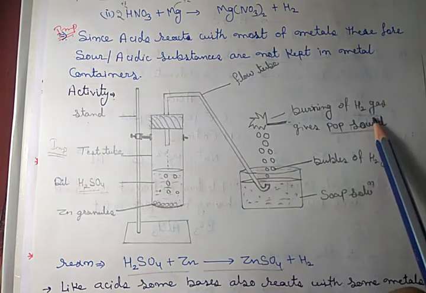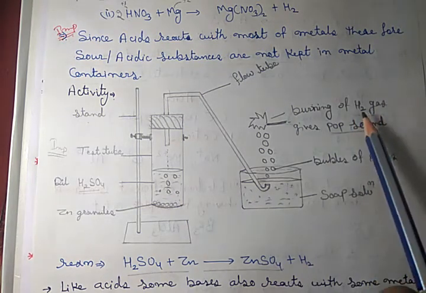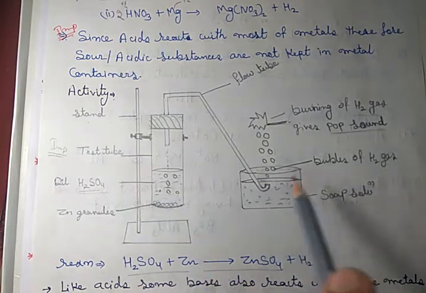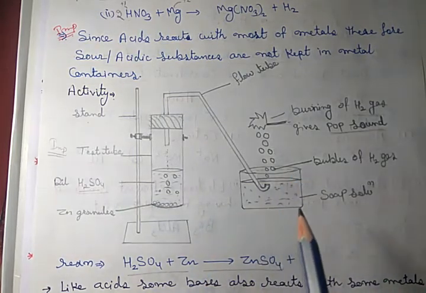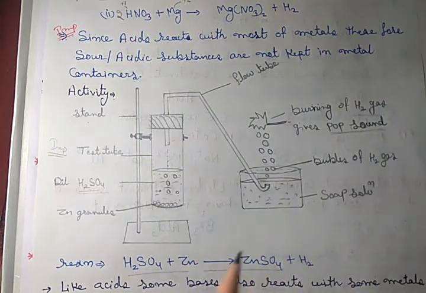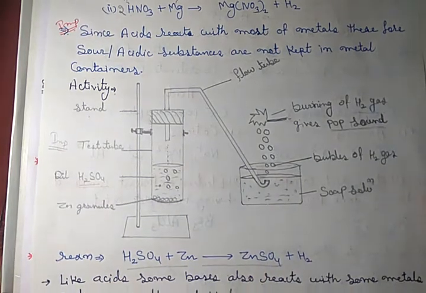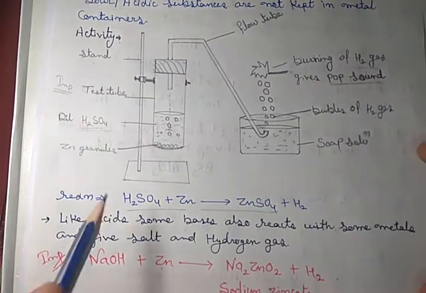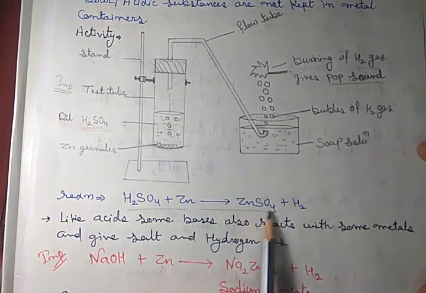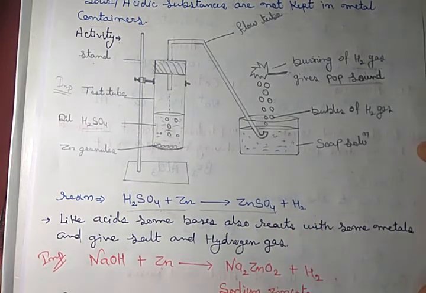If that is hydrogen gas, then it is only possible when it is substituted by the metal. Without substitution, how can it come out? So this activity shows that when acid reacts with metal, it produces hydrogen gas and the respective salt. If we write the chemical reaction of this activity, then H2SO4 reacts with zinc and makes ZnSO4 plus H2.